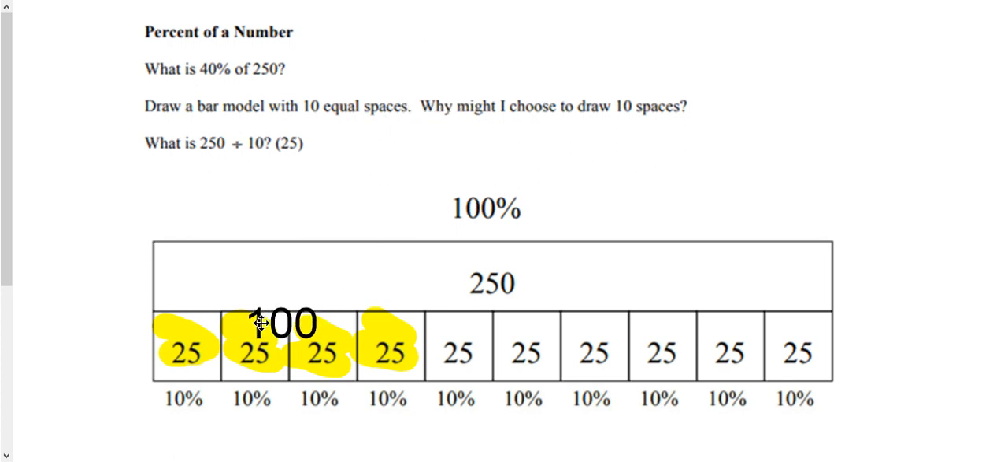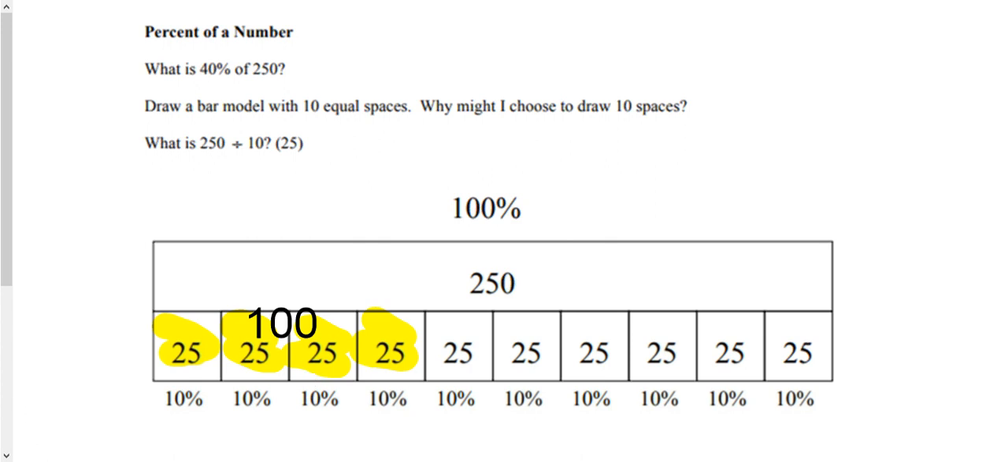These 4 pieces add up to 100. Again, they're 10% each: 10, 20, 30, 40%. We'll add these 4 25s and it makes 100. So 40% of 250 is 100.